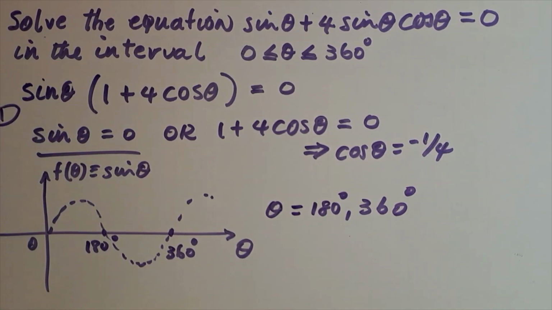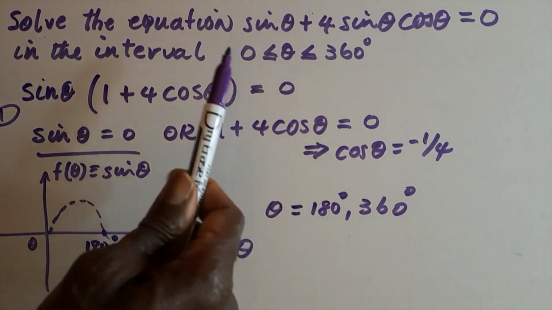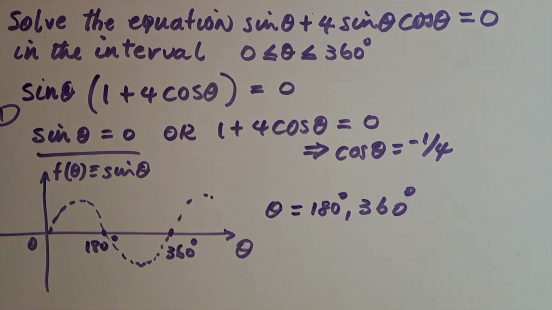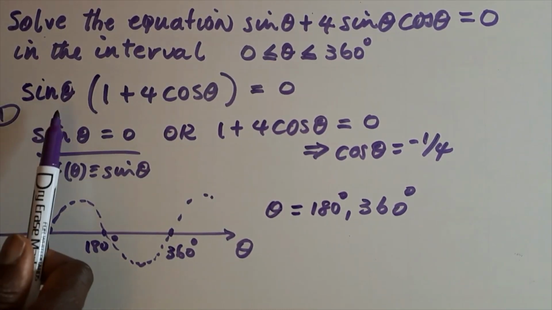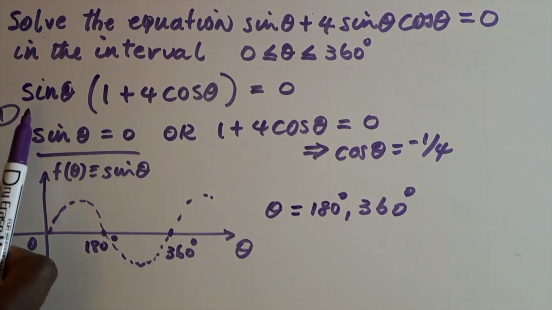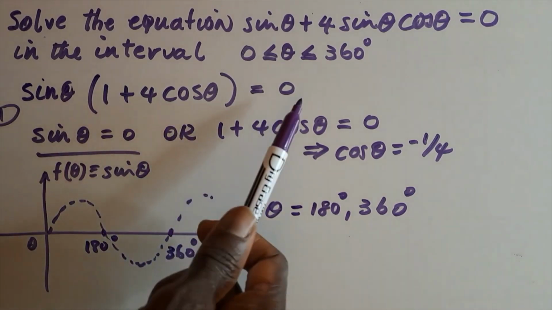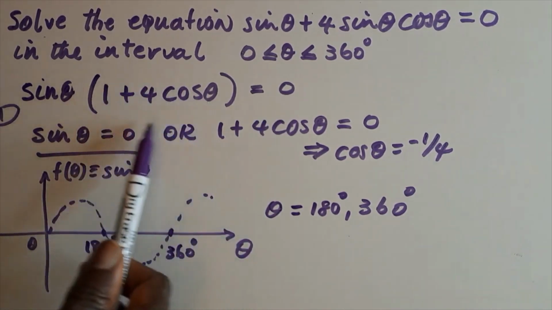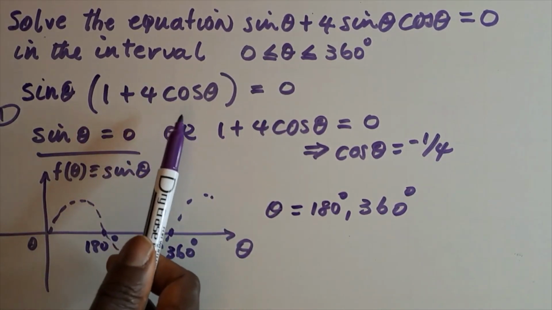Just to recap what we've done, we've noticed that we have a complicated left-hand side of this equation, and we can factorize this. And now we have a product of sine theta and what we have in the brackets. Now if sine theta times what we have in the brackets is equal to 0, then this at some point must be equal to 0.